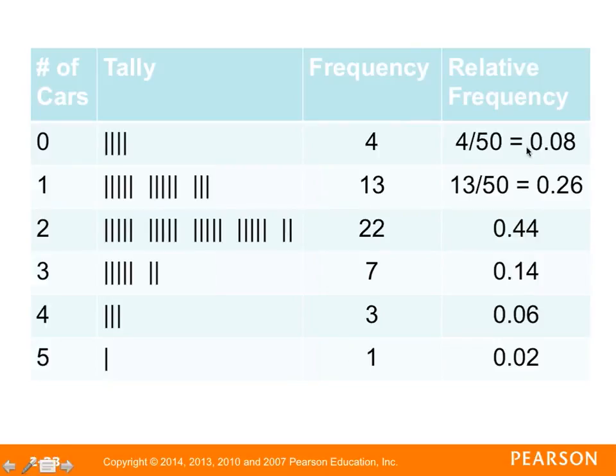So in order to get our relative frequency, we just take our frequency and we divide by our total, which in this case was 4 divided by 50. So we get 0.08, which would correspond to 8% if you like to think in percentage form. So that means that 8% of surveyed households had no cars at all. 26% had 1 car. The largest piece is 44% with 2 cars.